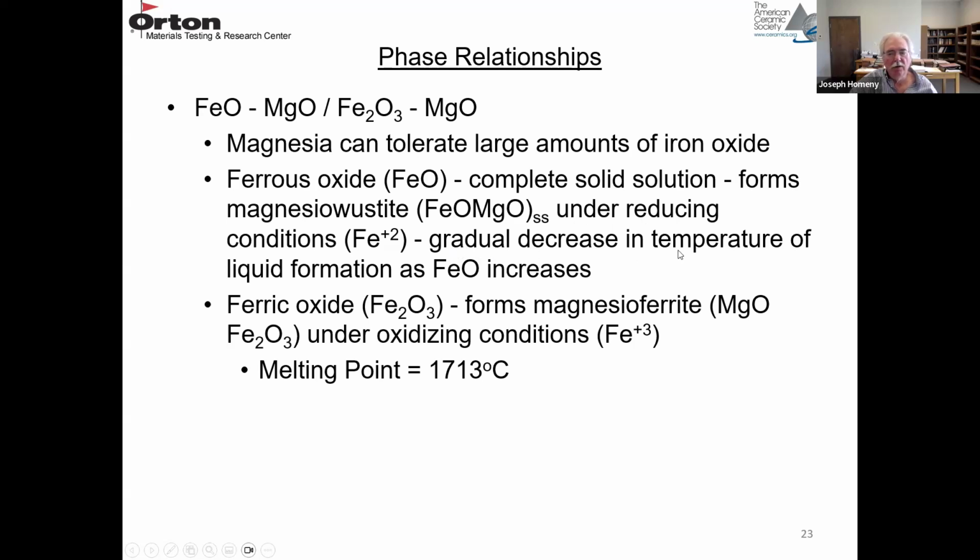There's just a gradual decrease in temperature of the liquid formation with increasing FeO content. Then if it's an oxidizing condition with a +3 Fe ion, you have Fe2O3, ferric oxide. That's going to form another compound known as magnesioferrite, which is MgO-Fe2O3. And that has a pretty high melting point. We just mentioned that one on a previous slide, about 1713 degrees C.